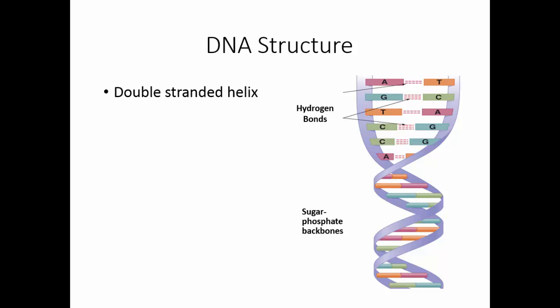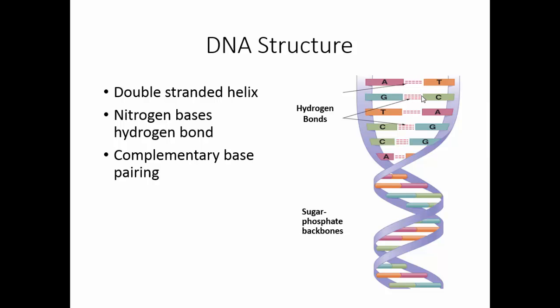It's double-stranded. We have two strands of DNA and they hydrogen bond to each other. They hydrogen bond at the nitrogen bases so that the two strands are held together. Not any two nitrogen bases can connect up. We have what's known as complementary base pairing. Adenine always pairs with thymine and guanine always pairs with cytosine. So you can see adenine thymine, guanine cytosine, adenine thymine, guanine cytosine. That's always how they pair up.